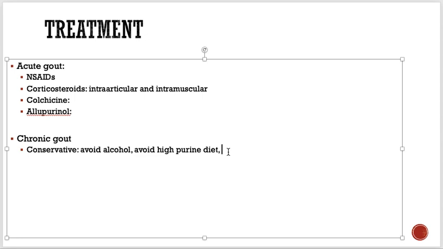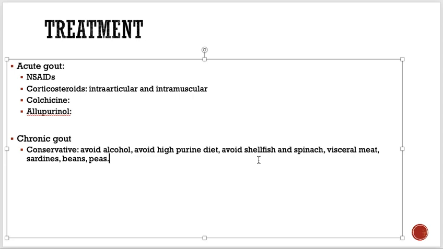So avoid shellfish, for example. I don't know if the spelling is correct or not, so sorry for that. Avoid shellfish, and spinach especially. All these things are rich in purines. Other than that, avoid organs, or you can say visceral meat, like liver and kidney. All of them are very high in purines. Avoid sardines, very important. Avoid beans, avoid peas.